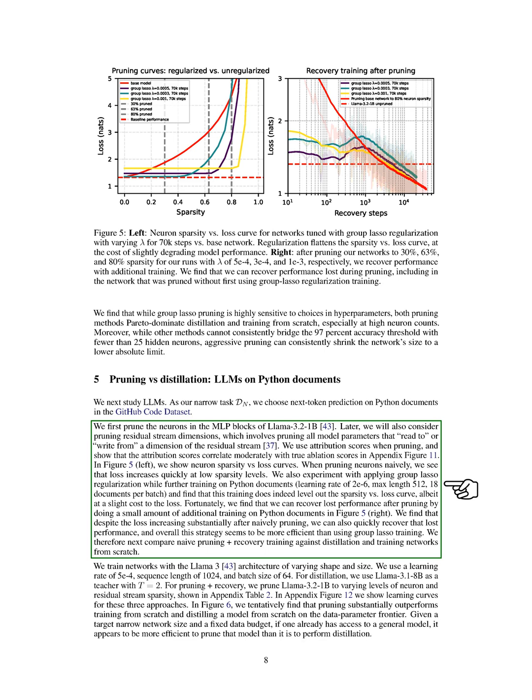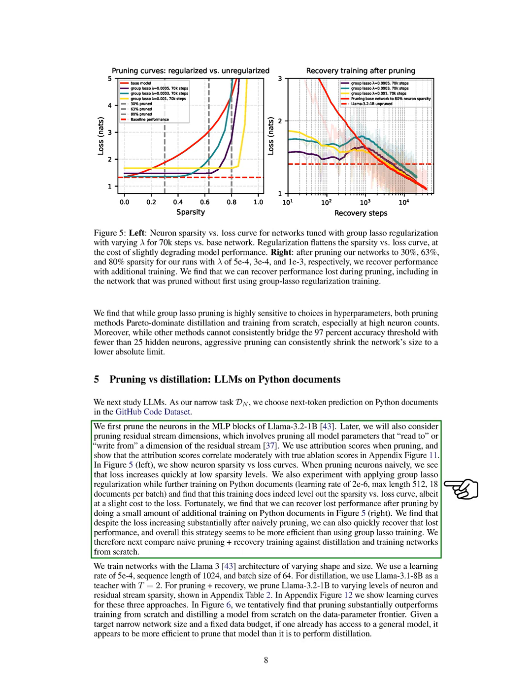Our results show that when we prune neurons without a strategy, the loss increases rapidly at low sparsity levels. We also test group lasso regularization while training on Python documents and find that it smooths the sparsity versus loss curve, though it slightly increases the loss. Fortunately, we can recover performance after pruning with additional training on Python documents.